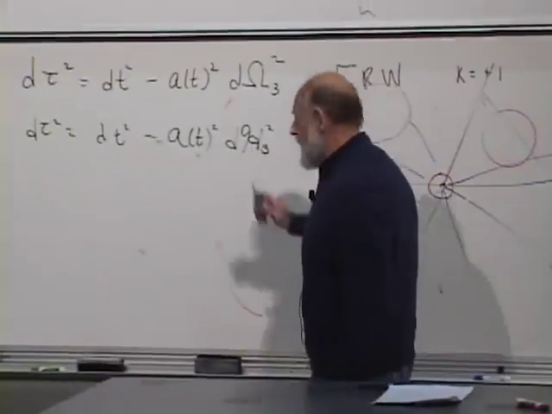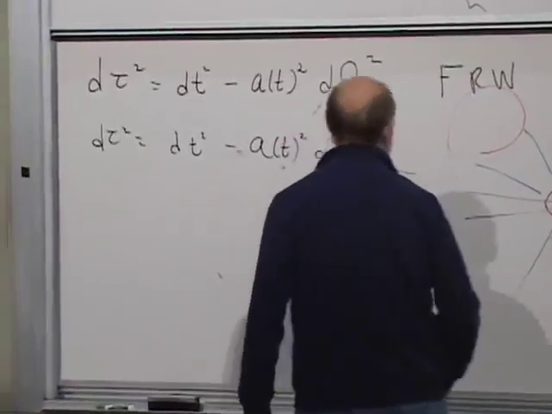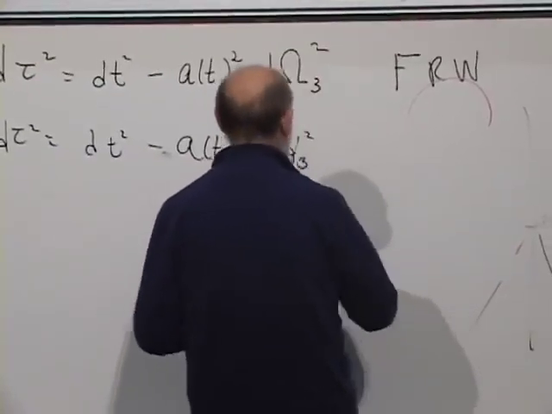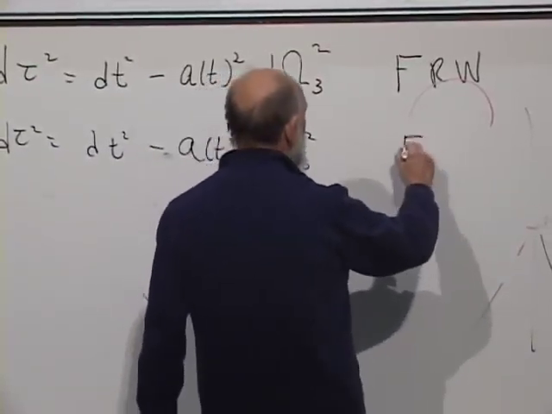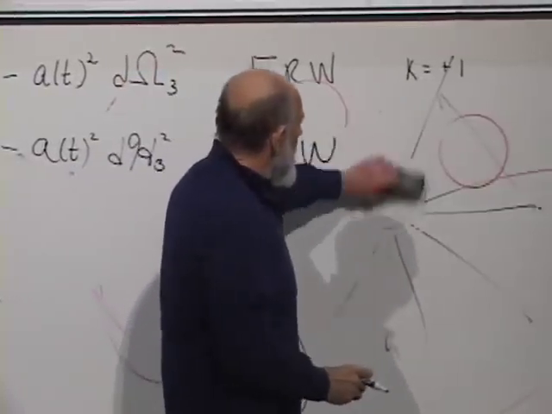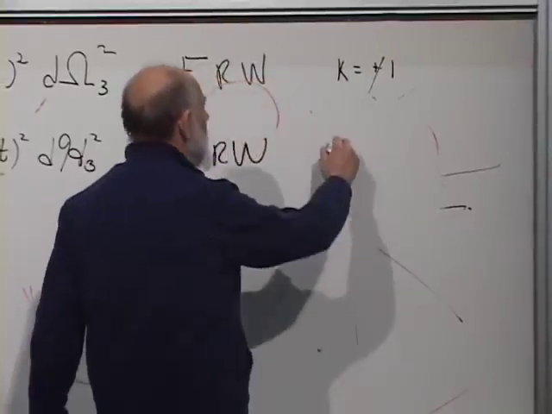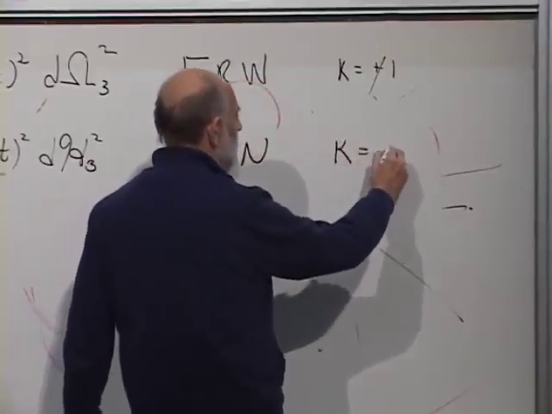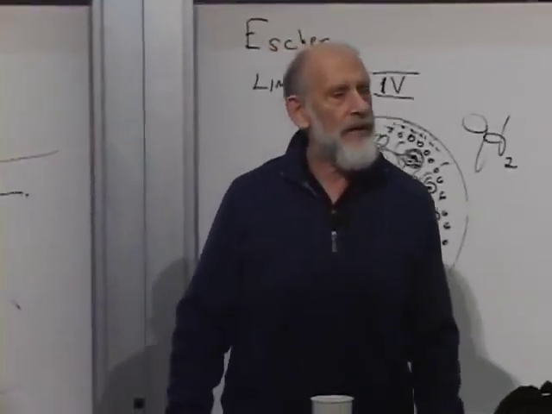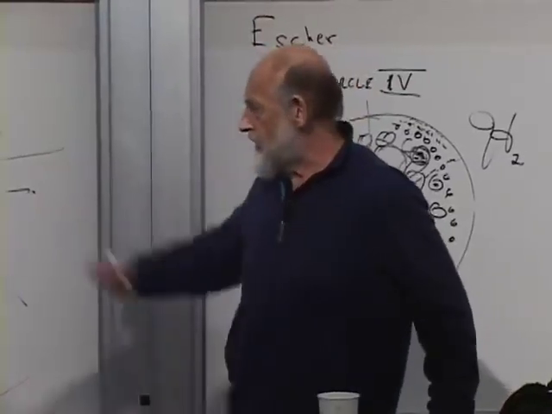Here's Friedman, Robertson, Walker, or FRW. I promised not to use the names. FRW. But now it's not k equals plus 1. It is k equals minus 1, simply meaning negative curved space. Okay. We will attach that number, k equals plus 1 or minus 1, to these two cases.